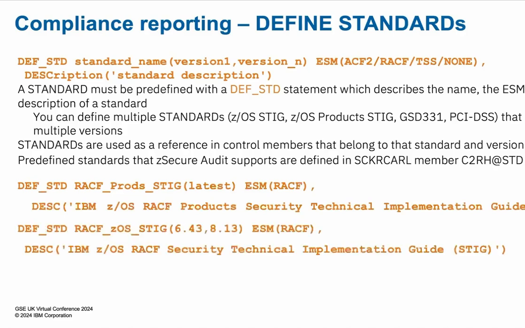This is an example. As you can see here, we define the standard RACF product STIG, and another standard also, RACF z/OS STIG. This is from the C2RHSTD. We give it a version. Here we just say the latest, but we can also have a specific version. It can also have a range of versions. Here in the example, we're just using two, but there are different options possible. And then you also assign the ESM and you give it a description.